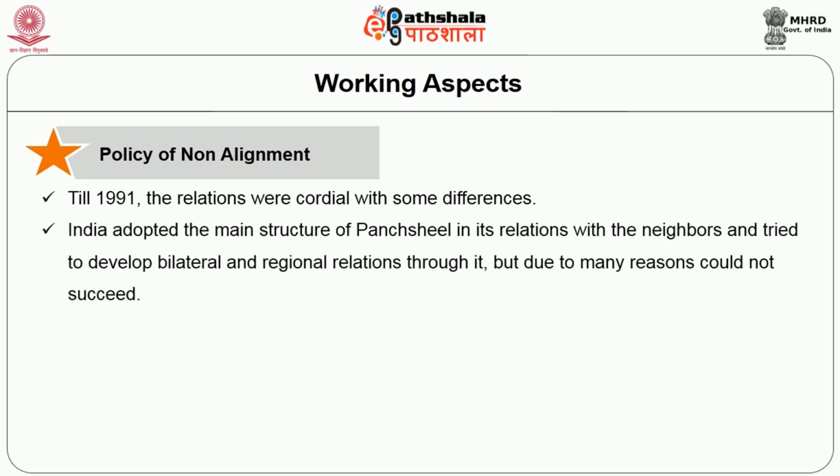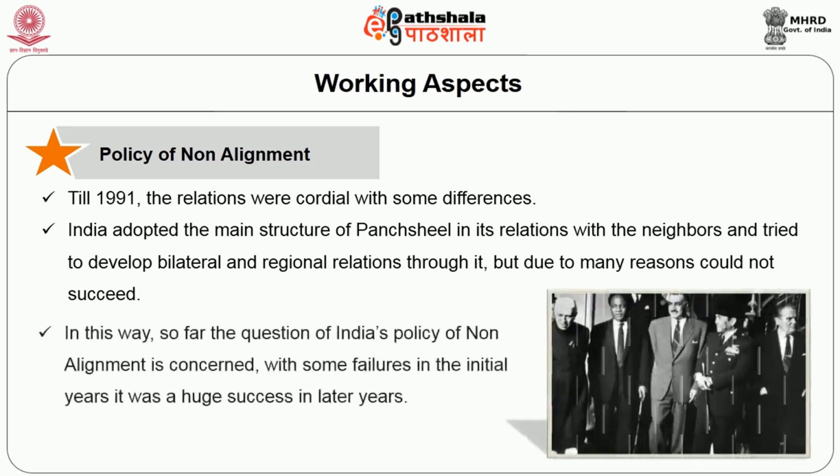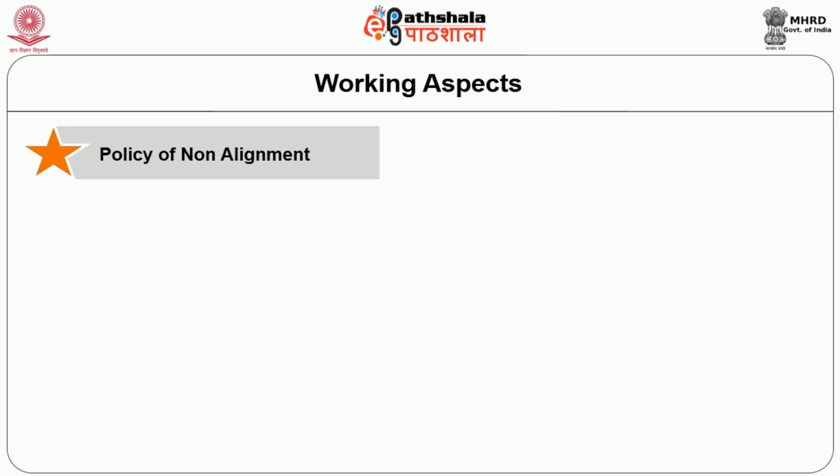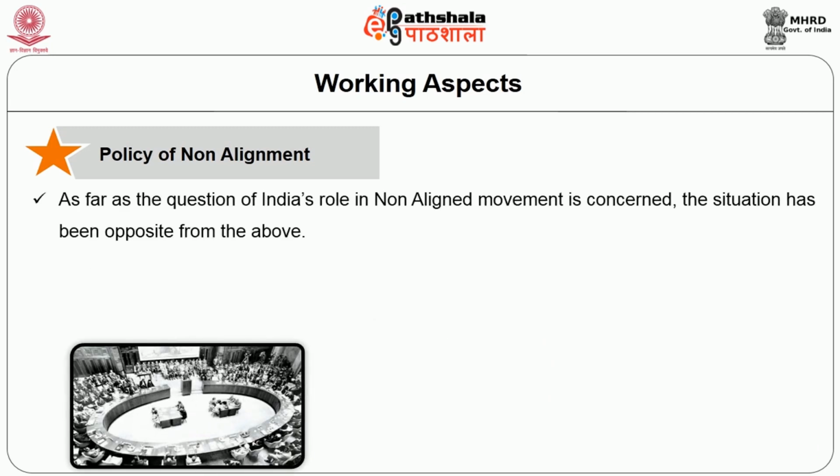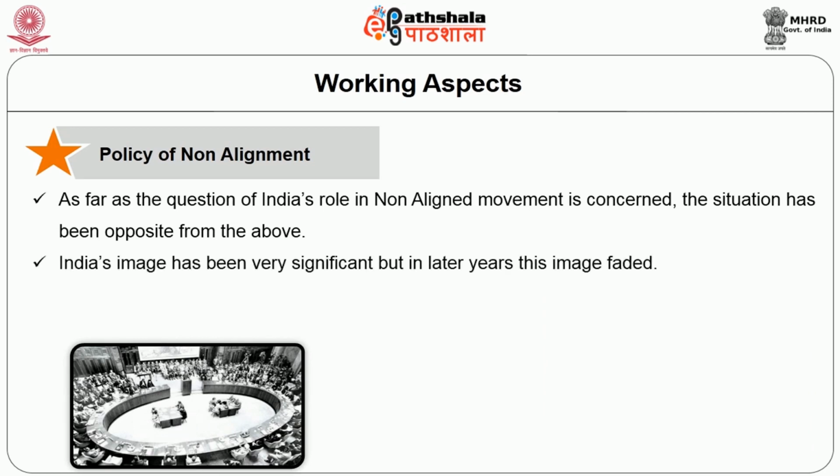India adopted the main structure of Panchsheel in its relations with the neighbors and tried to develop bilateral and regional relations through it, but due to many reasons could not succeed. In this way, so far as the question of India's policy of non-alignment is concerned, with some failures in the initial years, it was a huge success in later years. As far as the question of India's role in the non-aligned movement is concerned, the situation has been the opposite of the above. In this context, India's image has been very significant, but in later years this image faded.